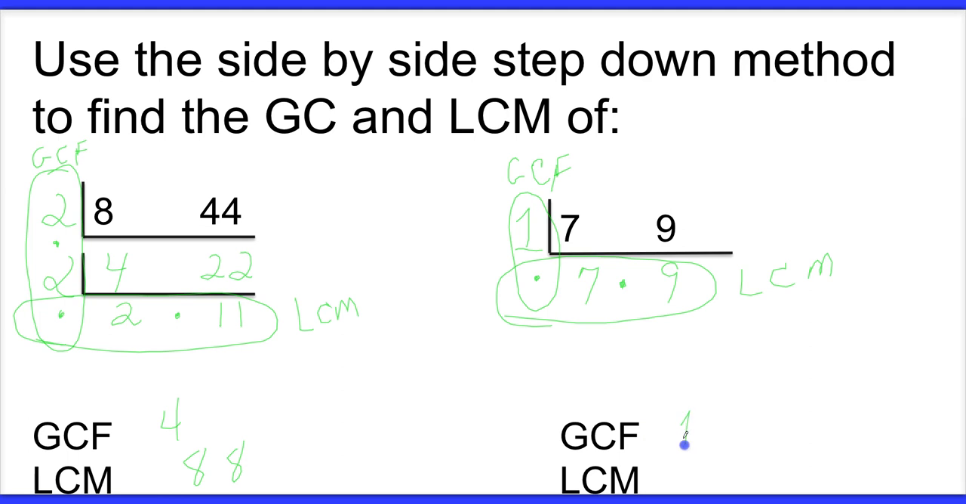So let me put my greatest common factor of 1. And 1 times 7 is 7. 7 times 9 is 63. So now I'm going to think, is there a 63 in the 7 table? And yes, 7 times 9 is 63. Is there a 63 in the 9 table? Yes. 9 times 7 is 63. So I have a greatest common factor of 1. I have a least common multiple of 63. Very nice.